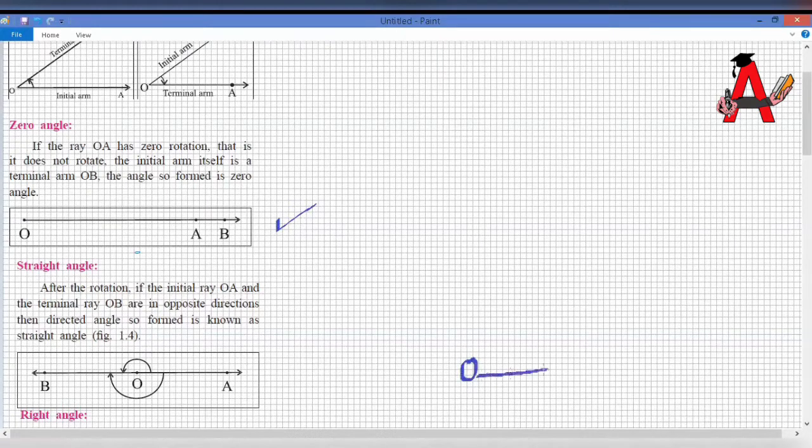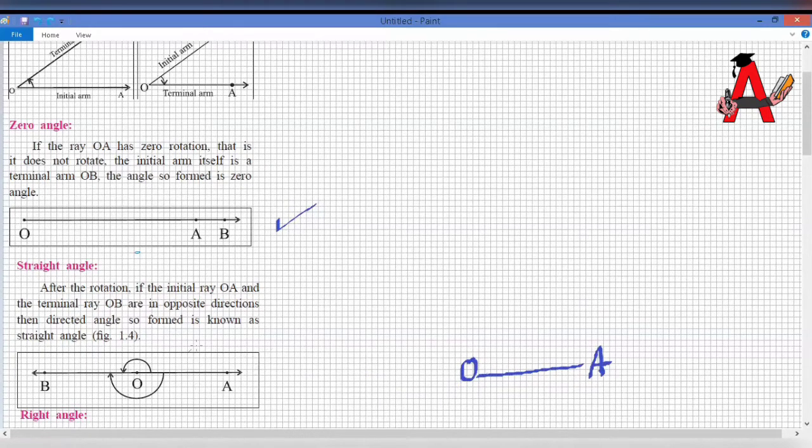A straight angle. Now here it is OA and here it's OB. Now they're in opposite directions. The angle from OA to OB will be 180 degrees. This is called a straight angle. After the rotation, if the initial arm OA and the terminal arm OB are in opposite directions, the angle is called a straight angle. This is 180 degrees, a straight angle.